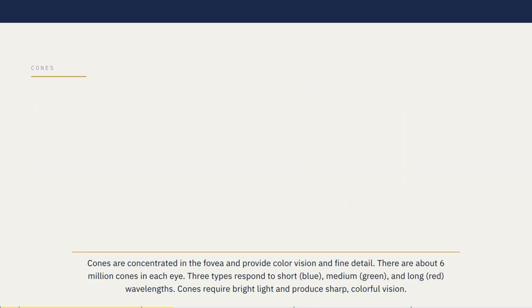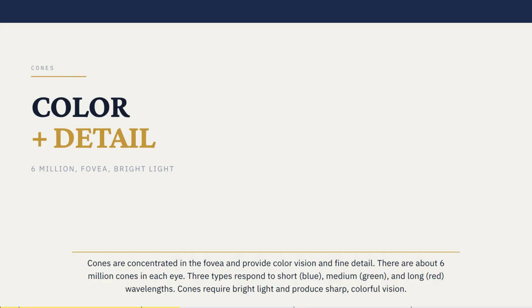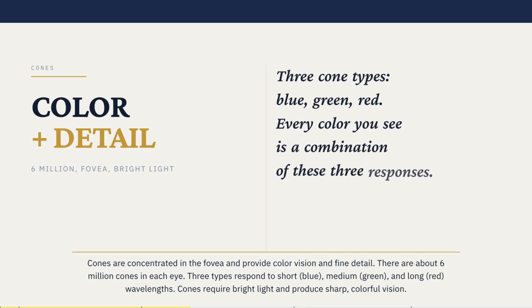Cones are concentrated in the fovea and provide color vision and fine detail. There are about 6 million cones in each eye. 3 types respond to short, blue, medium, green, and long, red, wavelengths. Cones require bright light and produce sharp, colorful vision.